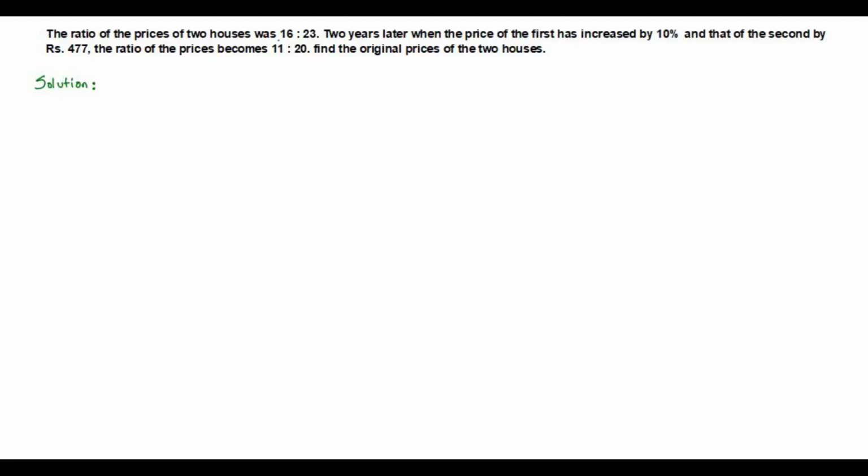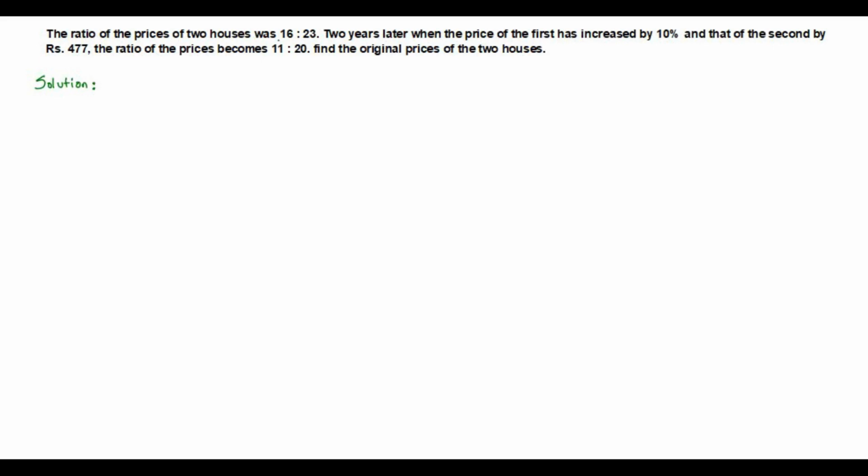Here we have a word problem on ratio. Let's read the question carefully to understand the information given. The ratio of the price of two houses was 16:23. 2 years later, when the price of the first has increased by 10% and that of the second by rupees 477, the ratio of the prices becomes 11:20. Find the original price of the two houses.